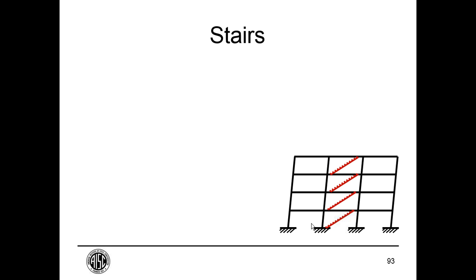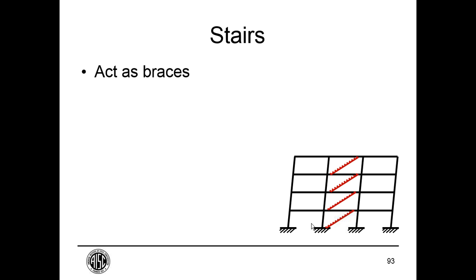Stairs are very important. I know we're talking about the load path, and now we're going to talk about something we don't want on the load path. The stairs, because of their diagonal configuration, want to act as braces, or if we don't do anything about them, they will tend to act as braces.